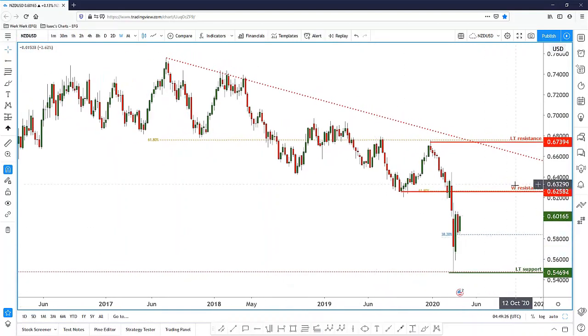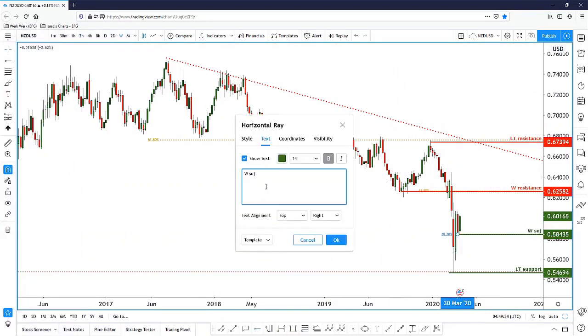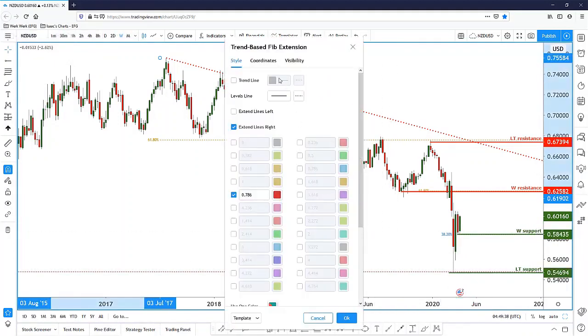So now we have our weekly resistance. We'll put in our weekly support as well. So let's call this our weekly support. Tidy this chart up.